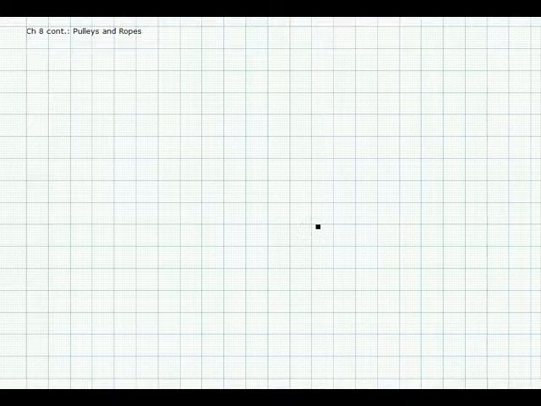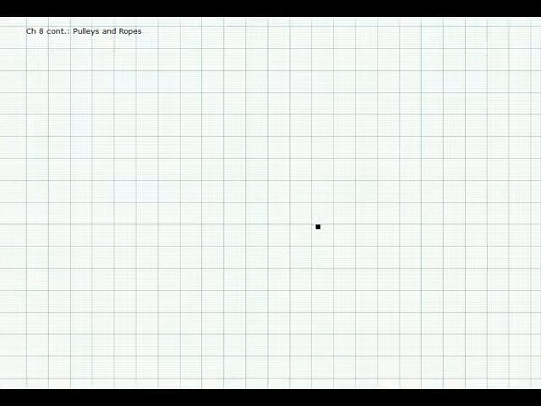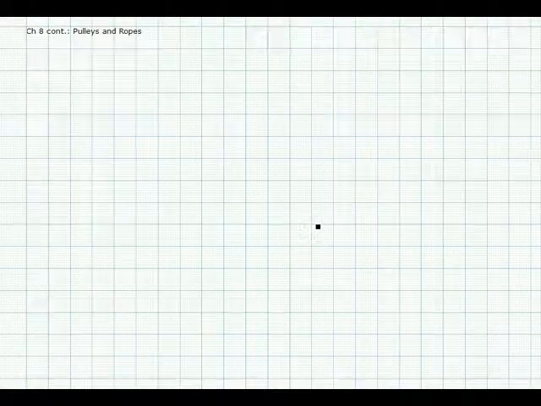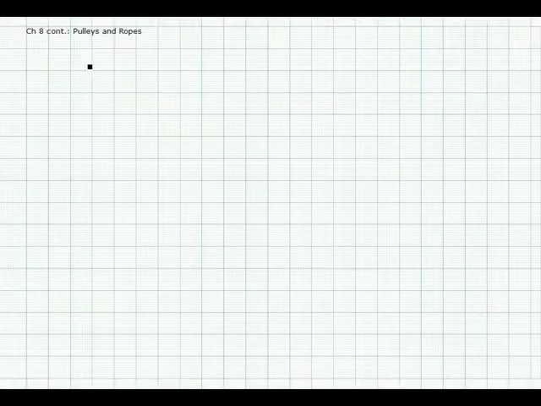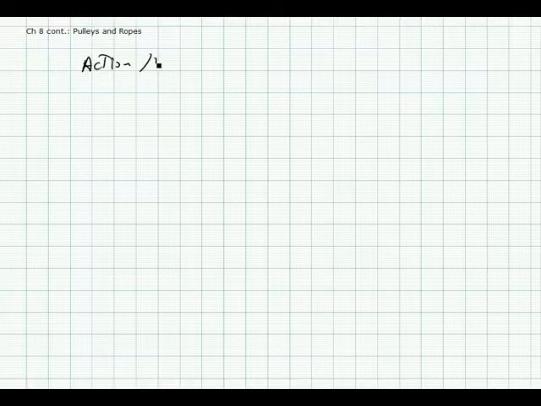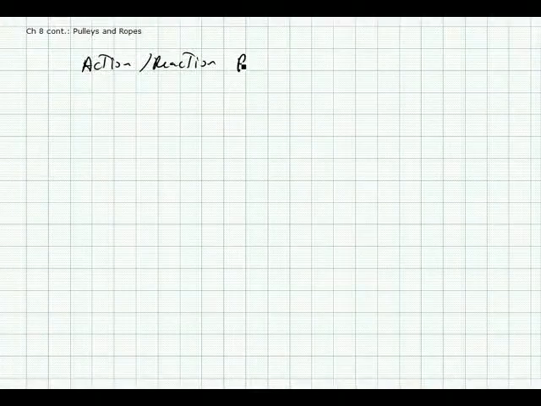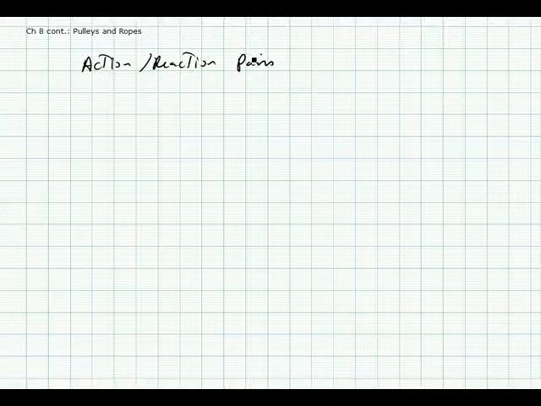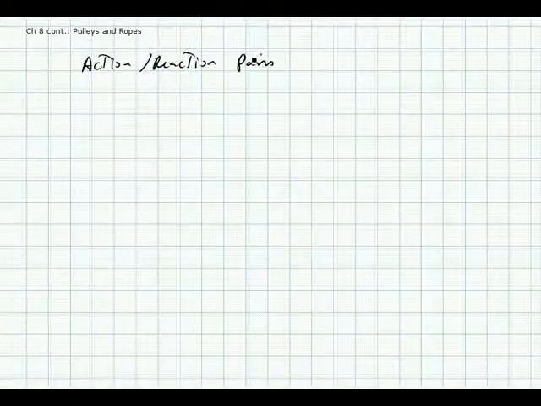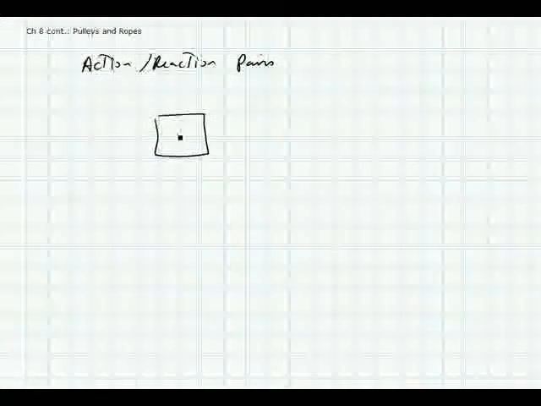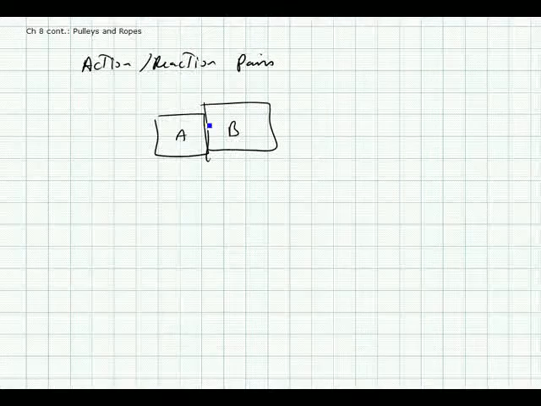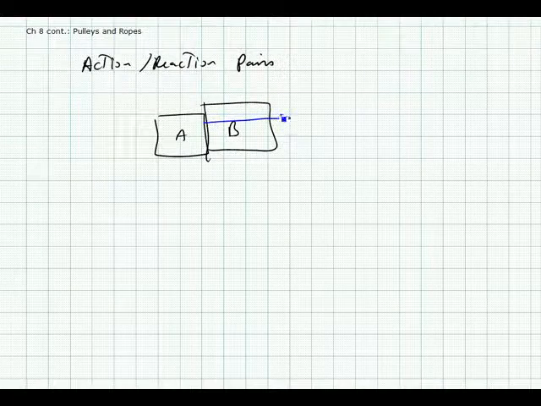Second lecture covering the material of chapter 8. If you recall, in lecture 1 we discussed Newton's third law and action-reaction pairs. These are paired forces whenever you have interacting systems. So if you have two systems, system A and system B, which are interacting with each other, then there is a force that A exerts on B.